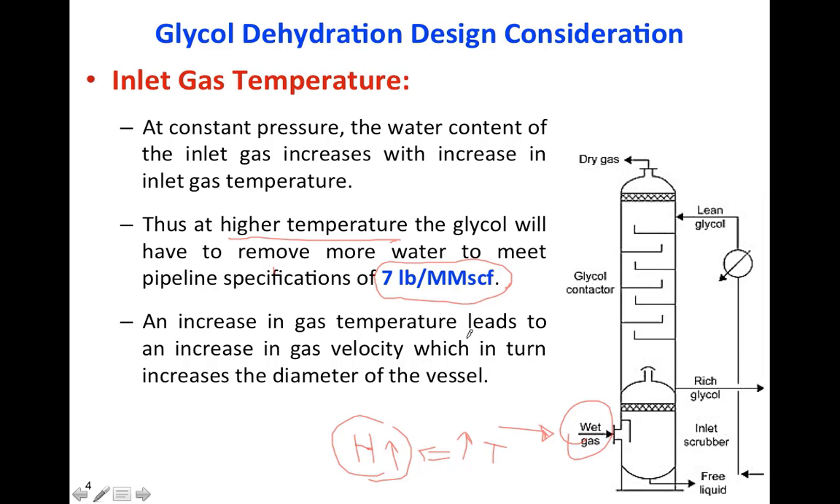Okay, and also an increase in the gas temperature can also increase the gas velocity. Why? Let's look at the ideal gas equation. PV equals nRT, right? So we have volumetric flow rate here, and a mole flow rate here, so we can have this relation. We can also convert this to mass flow rate divided by molecular weight, right?